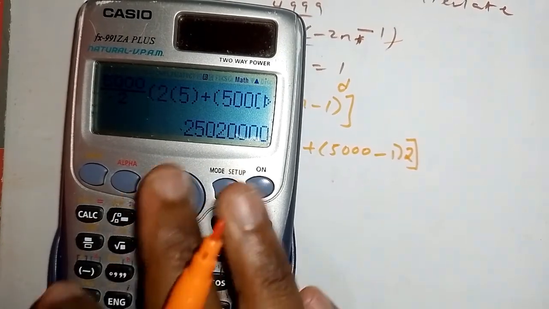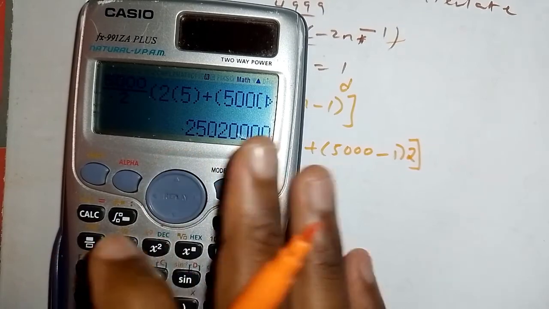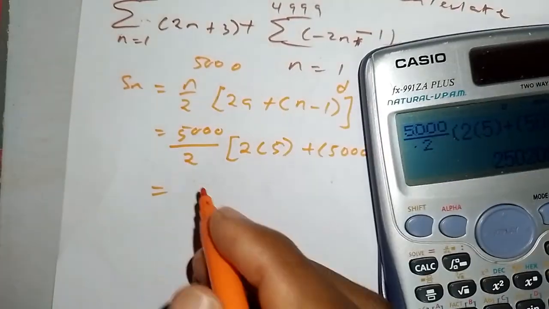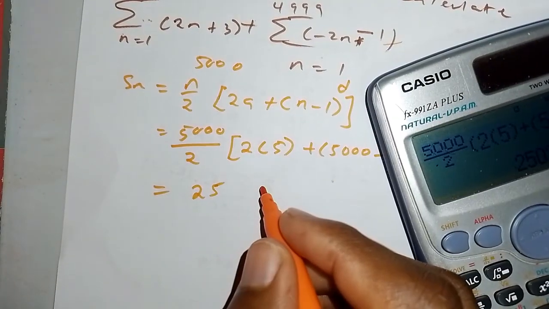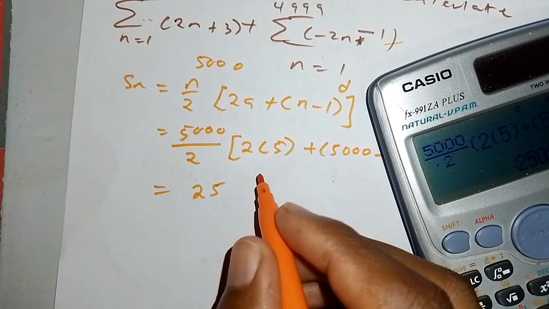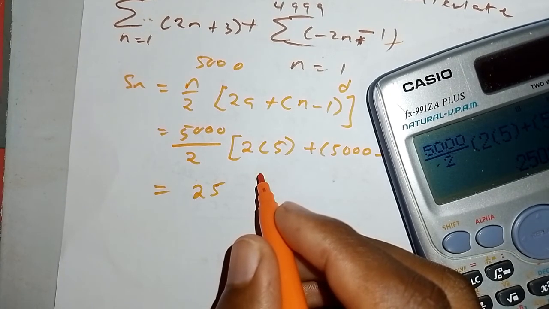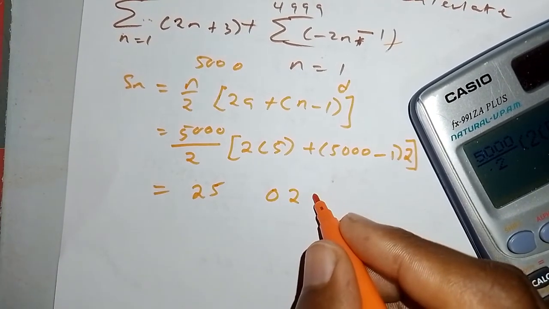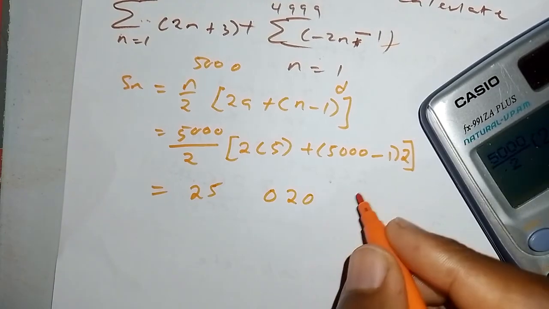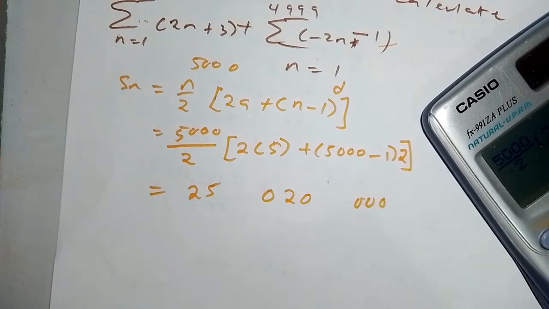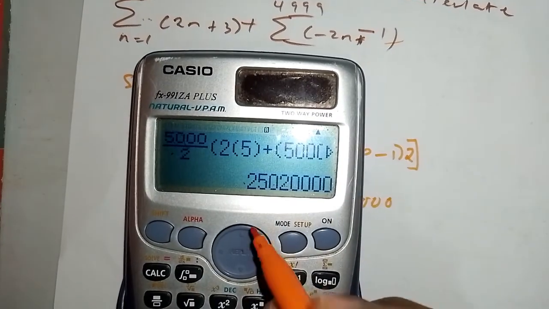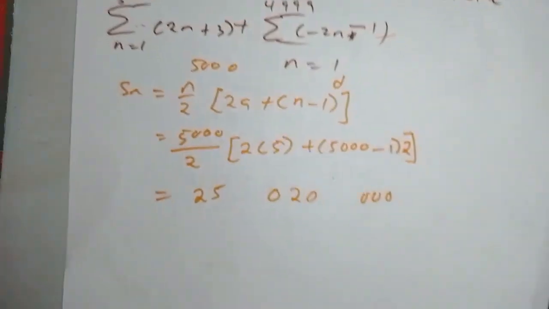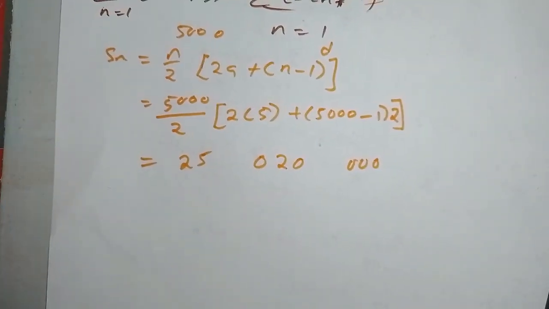Then it's giving me a very big number. I don't know if it's 25 million or 250 million. No, it's 25 million and 20,000. Numbers will show you who they are. It's 25,020,000. There, and then we got that.